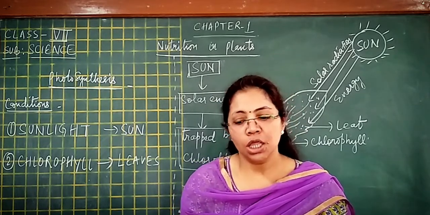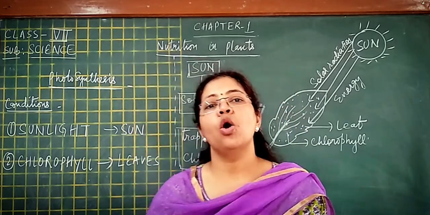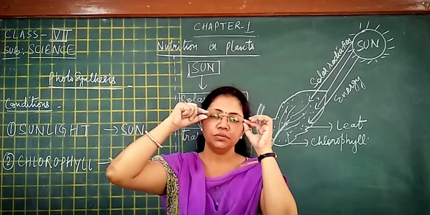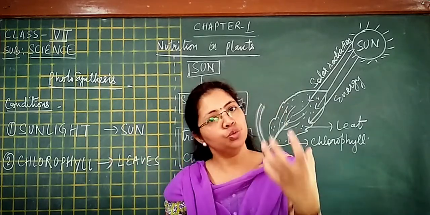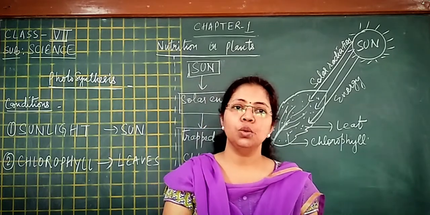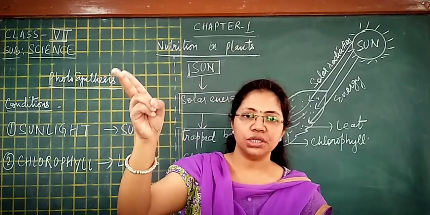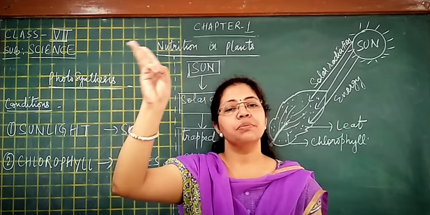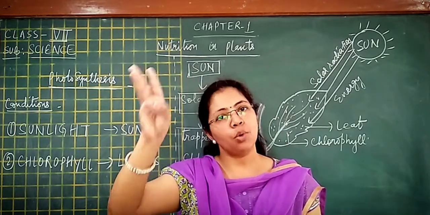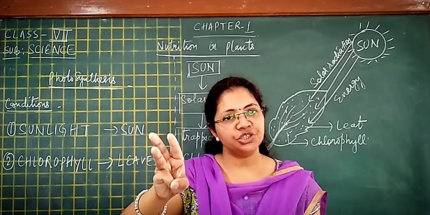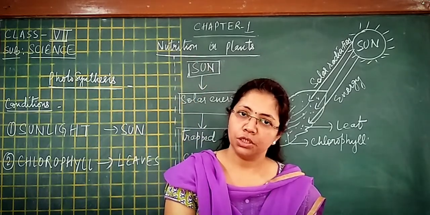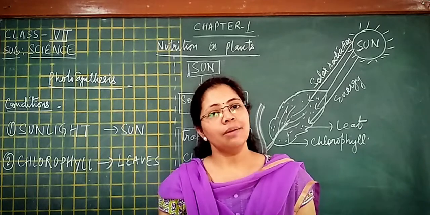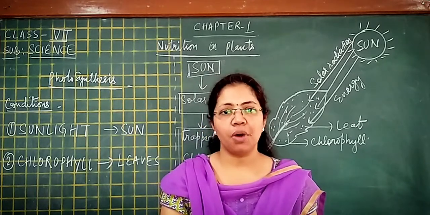Right, students? So that's all about photosynthesis. In photosynthesis, we learned that it is a food making process in plants. They use carbon dioxide, water, minerals, and they prepare the food as carbohydrates in the presence of conditions like sunlight and chlorophyll. So students, that's all for this second video lecture of mine.